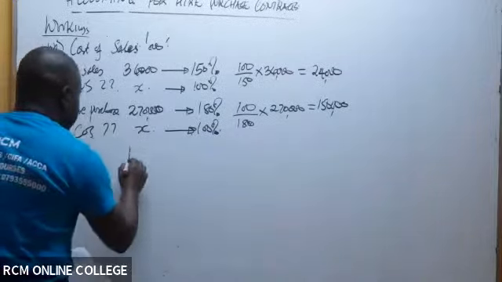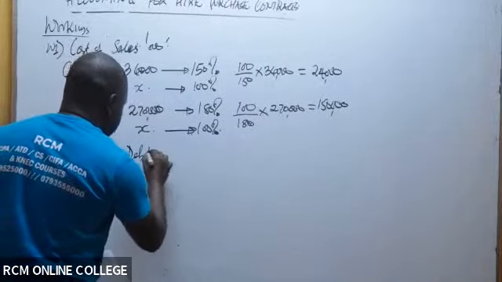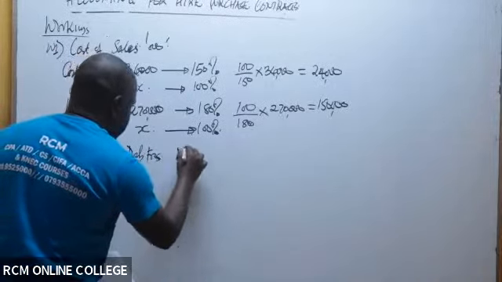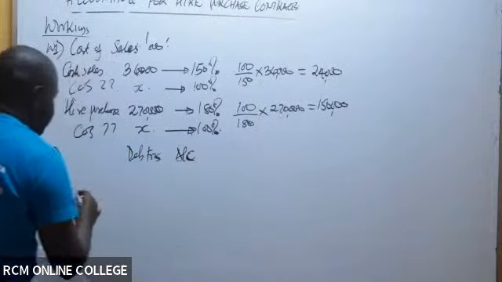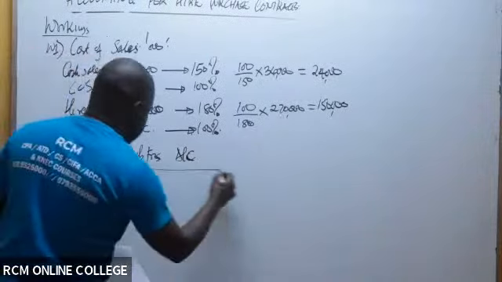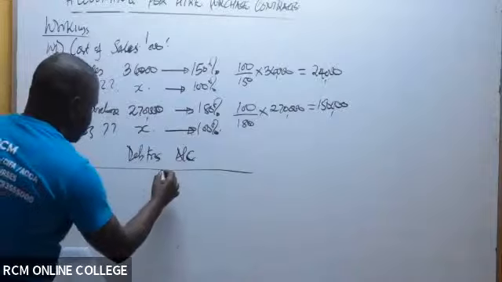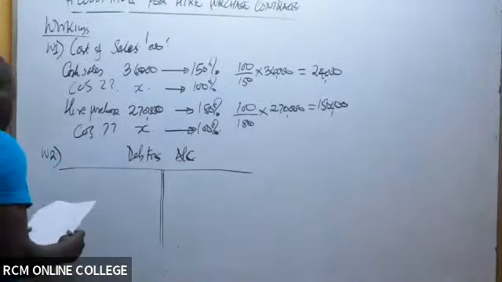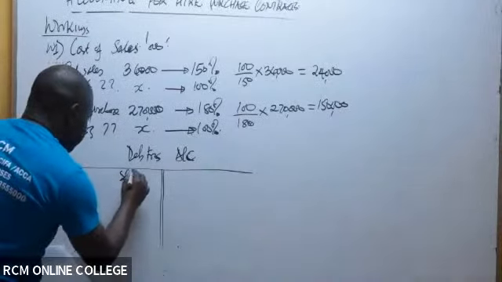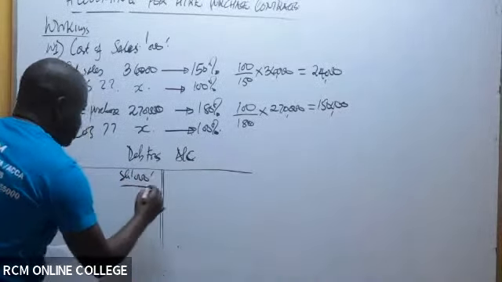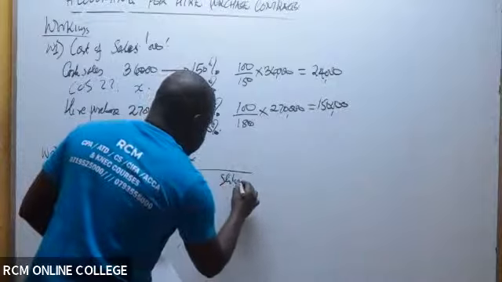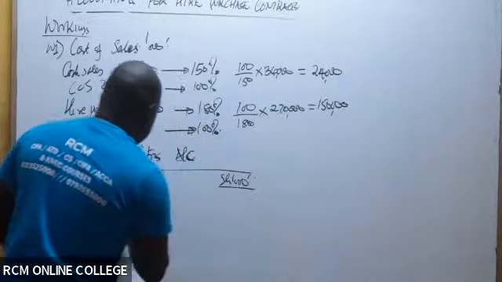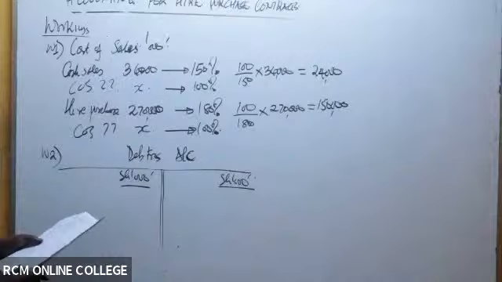Let's prepare the debtors account. Before you do the unrealized profit, let us prepare the debtors account first. We can put our shillings in thousands. So let's do the debtors account first of all.